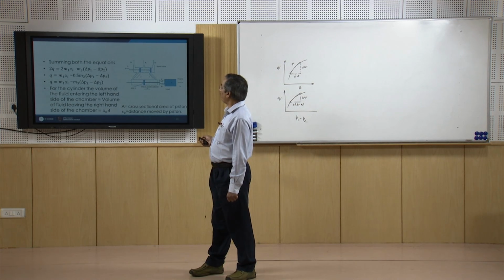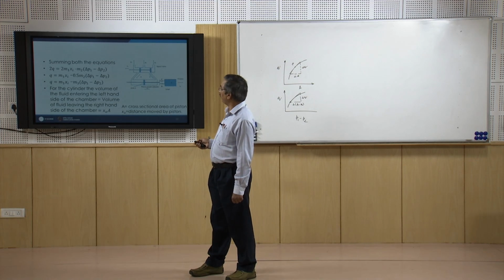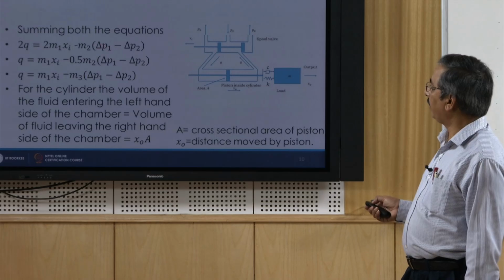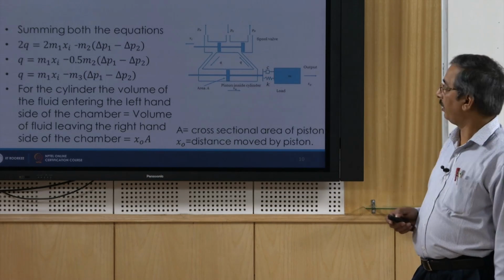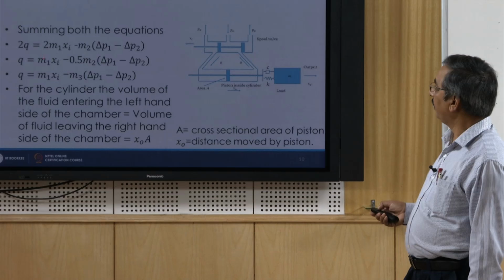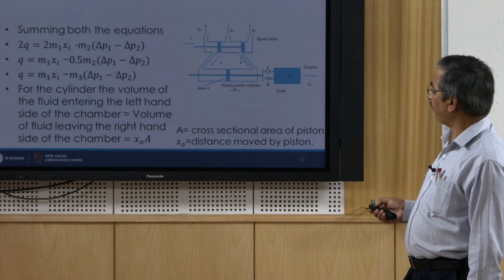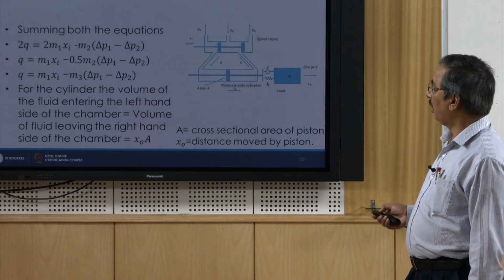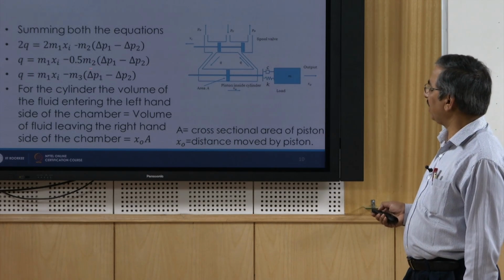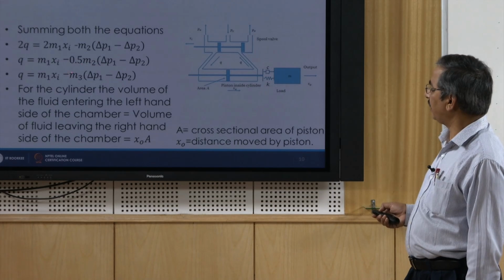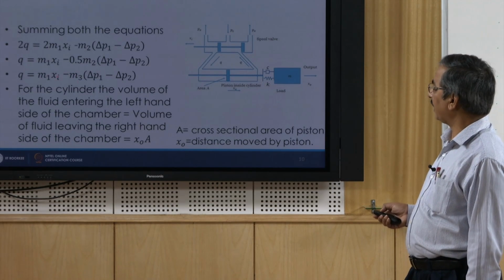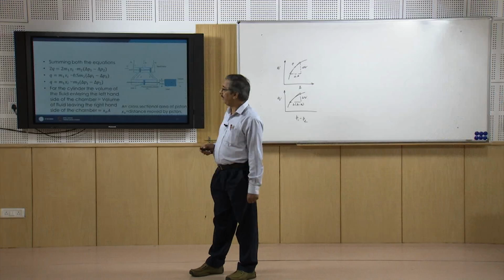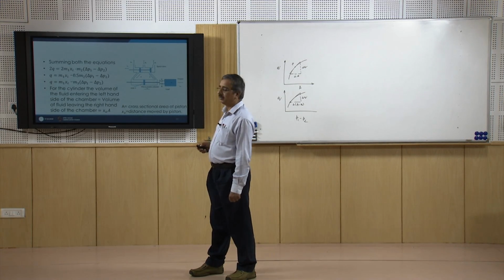When I sum up both the equations, we get 2Q is equal to 2 M1 Xi minus M2 (delta P1 minus delta P2). Or Q will be M1 Xi minus 0.5 M2 (delta P1 minus delta P2). I keep this as some other constant, so I write it as M3. So Q is M1 Xi minus M3 (delta P1 minus delta P2). This is the expression for Q.